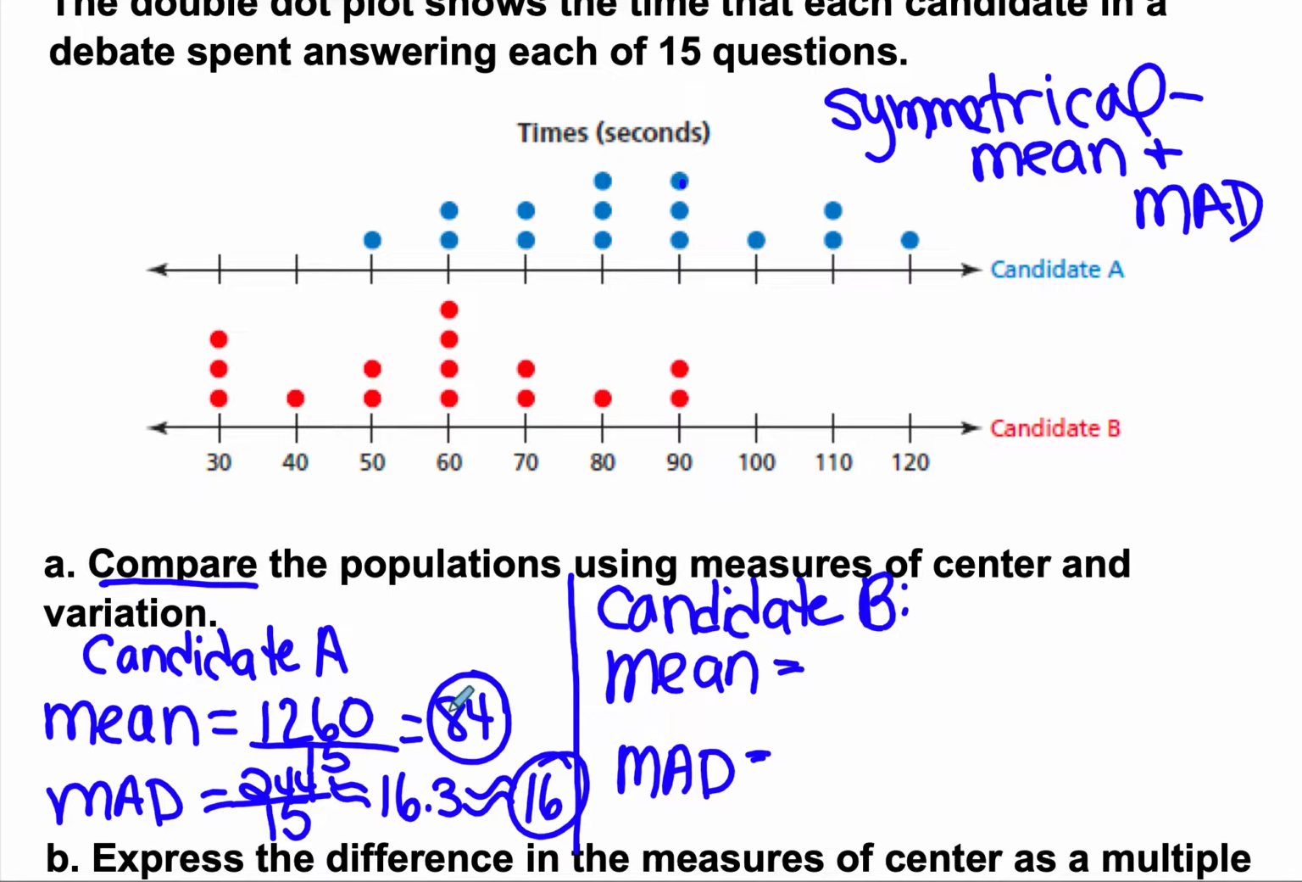Once I did that, I had to take each one of these values and subtract it from 84 to find out the distance from the mean. So for example, if I did 84 and subtracted my 50 from this number right here, I'm going to end up getting 34. And I do that for each one of them. So when I subtract here, this one is going to be 34.